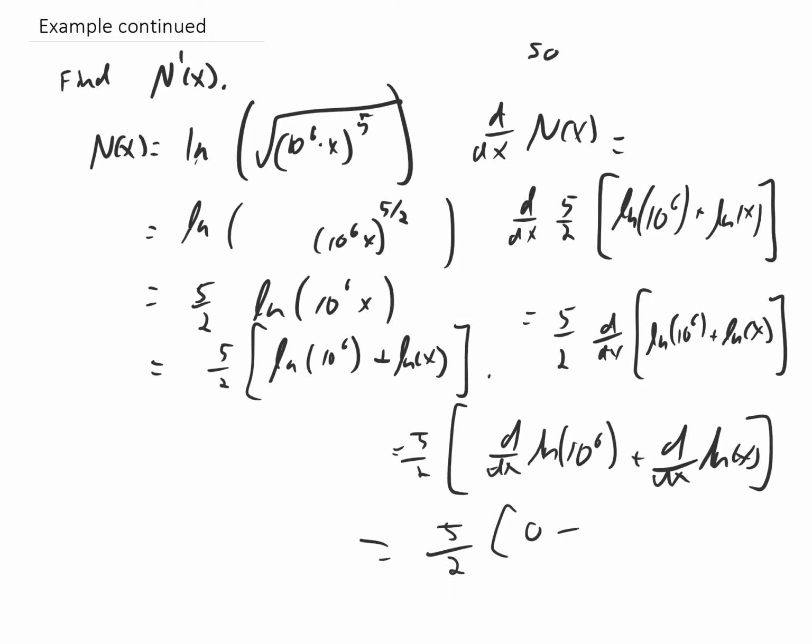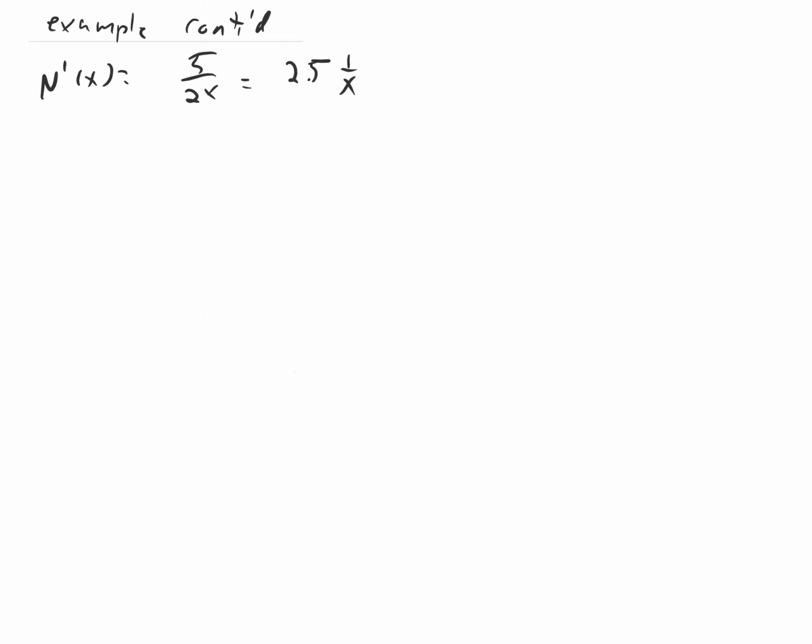Now the natural log of a million is a constant, so its derivative is 0. And the derivative of natural log of x is 1/x. So the slope is given by 5/2x. The slope is 5/2x, or 2.5 times 1/x. What happens when x gets large? So you've got 2.5 times tiny, tiny numbers, so that goes to 0. Which makes sense for diminishing returns. The growth stays positive, but it grows slower and slower. The growth goes to 0.